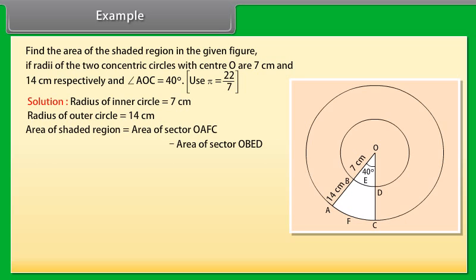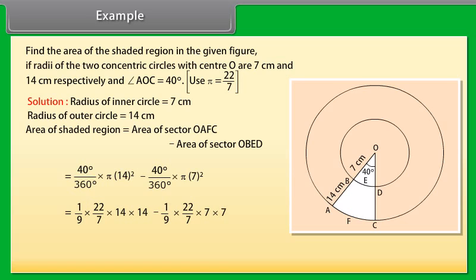Area of shaded region is equal to area of sector OAFC minus area of sector OBED, which is 40 degrees upon 360 degrees into pi into 14 square minus 40 degrees upon 360 degrees into pi into 7 square. Now by substitution and calculation of the values we get area of shaded region is 154 upon 3 centimeters square.